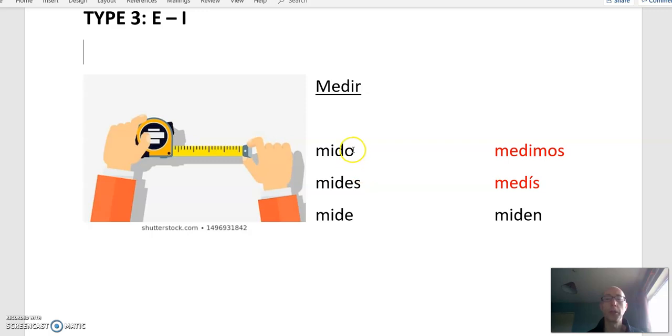So of course it's yo mido, tú mides, él o ella mide, nosotros medimos, vosotros medís, ellos miden, o ustedes miden.